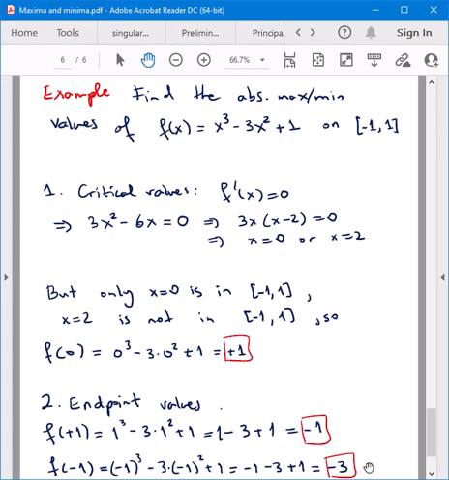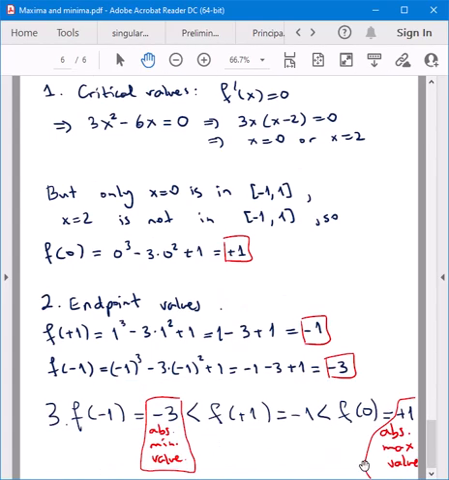Now we have three values here: plus 1, minus 1, minus 3. The largest one is plus 1, so plus 1 is the absolute maximum value. The smallest one is minus 3, and minus 3 must be the absolute minimum value. Okay, so minus 3 is the absolute minimum value, and plus 1 is the absolute maximum value. So the absolute minimum point is x equals minus 1, and the absolute maximum point is x equals 0. And this is how we find absolute maximums and absolute minimums of a function on a closed interval.